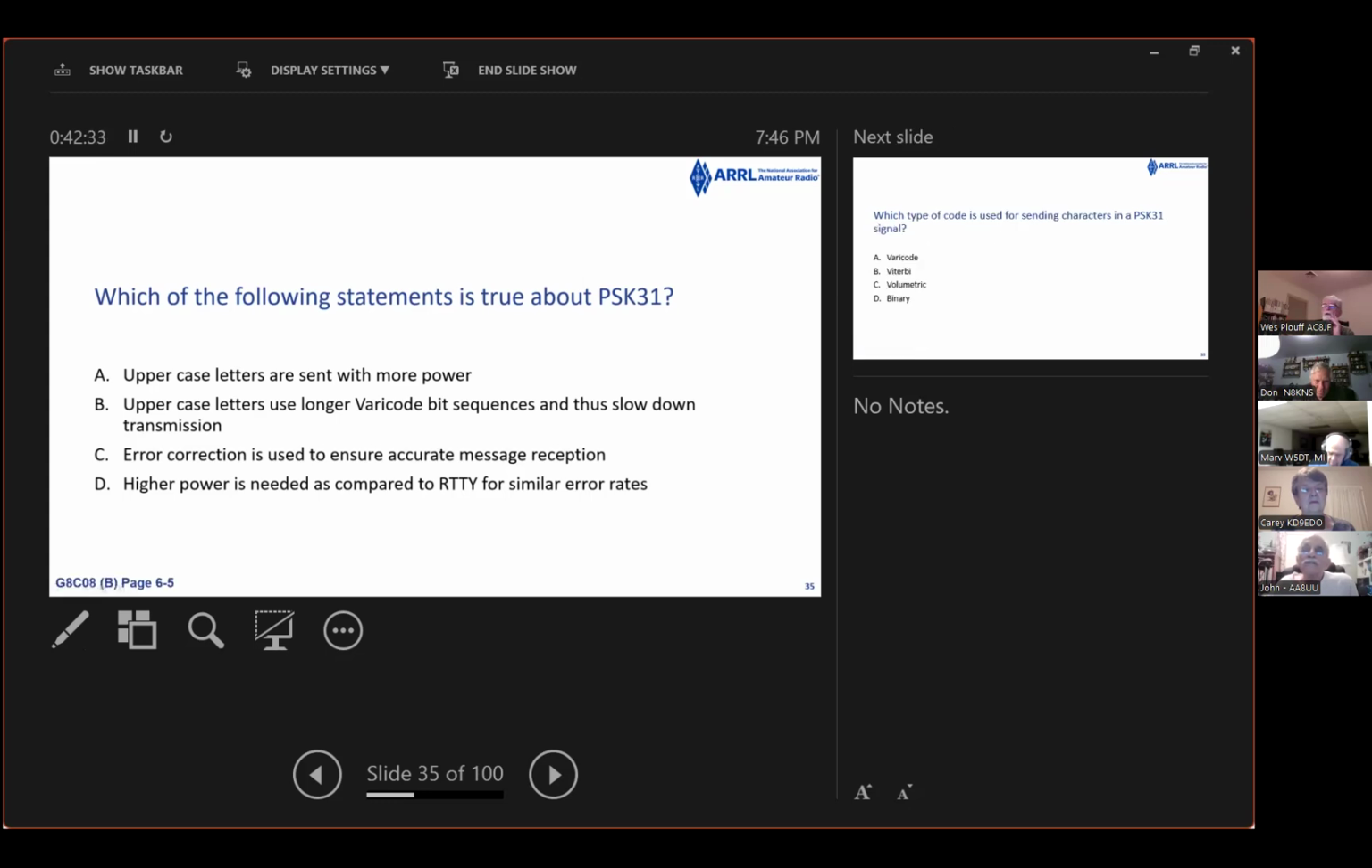B. I was talking about varicode, where more common letters and lowercase are sent using shorter codes than uppercase letters and less common letters. Now, you slow down transmission, but if you're typing away or if you're in the middle of a QSO, you're not going to notice it. But as far as how fast in terms of data rate it goes, when you send uppercase letters, the data rate is somewhat slower because the characters are sent using more bits.